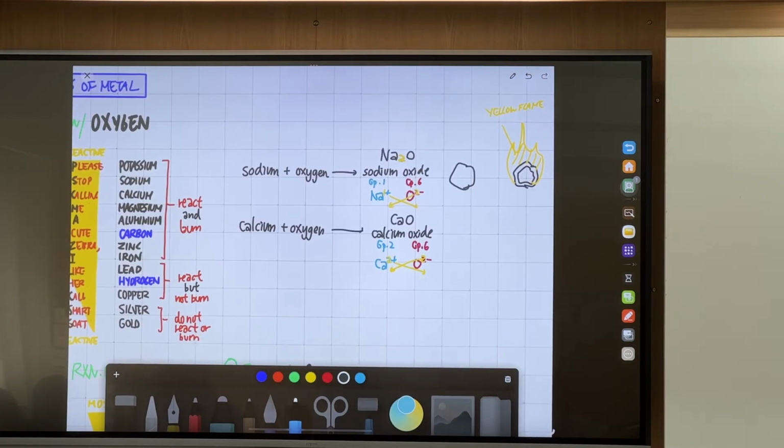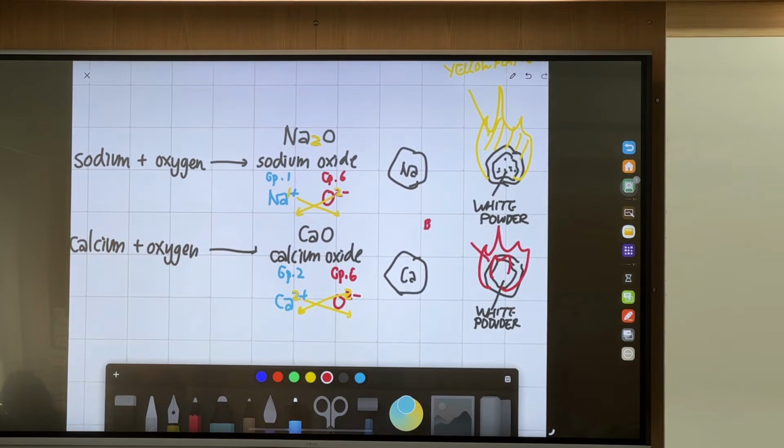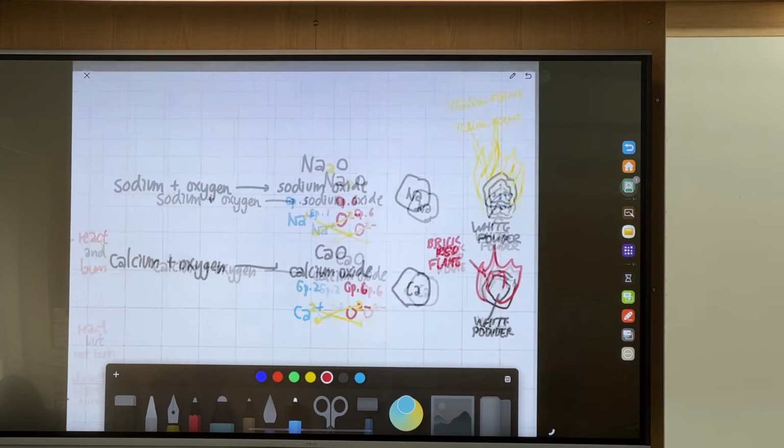So what's the color of calcium when it burns? It will give a brick red flame. You see, eventually the metal will turn into some white powder, both of them, because sodium oxide is white, calcium oxide is also white. But the difference between these two metals when they burn is the flame color they give off. This would give a bright red flame, like in the flame test, if you recall.